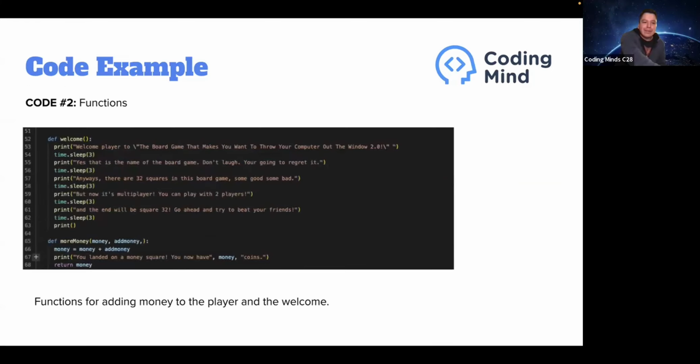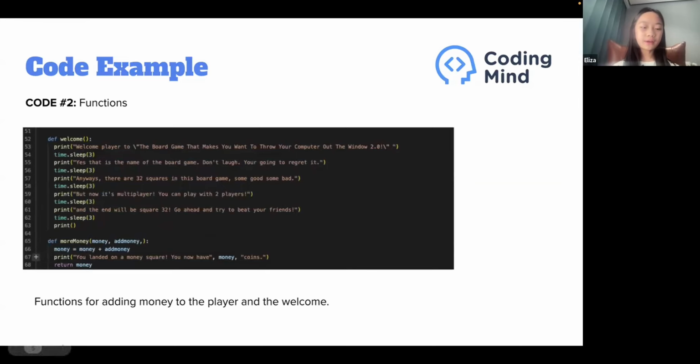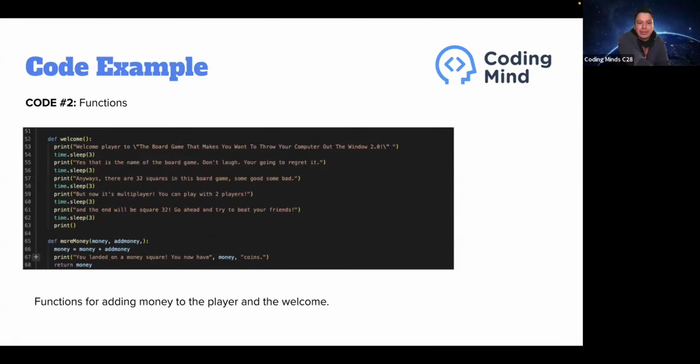Okay, and the next one would be functions. Like I talked about before, you don't have to repeat code. This one is for adding money. I can just put the square, how much money to add, and whose money it is, and then they can get the money, instead of just writing this every time. How many functions did you have in your program in total? Well, I had three: this one, one with welcome, and the other one with shop.